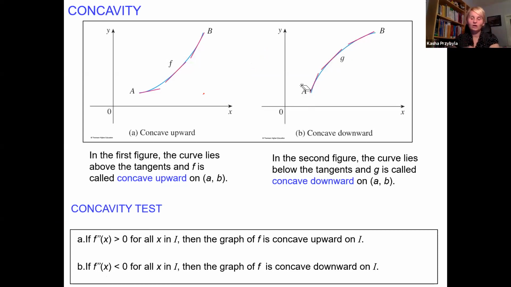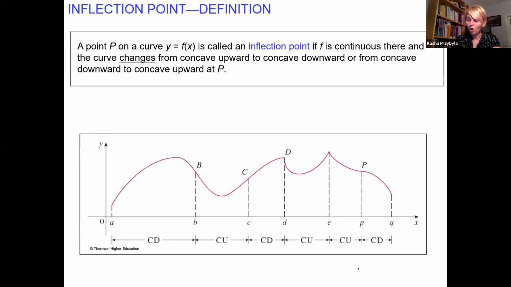That's one way to quickly determine it. And we do have a nice rigorous definition, which we call the concavity test. If the second derivative is positive, the function will be concave upwards. If the second derivative is negative, concave downwards on the certain interval. That means now we have to test the second derivative for concavity.